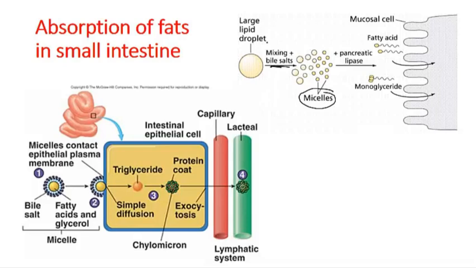Now once we form the micelle, it comes close to the luminal membrane. This is the luminal membrane that we can see, close to the luminal membrane of the epithelial cells here, and they release their monoglycerides and free fatty acids inside the cell via simple diffusion through the lipid bilayer. That's what we can see here.